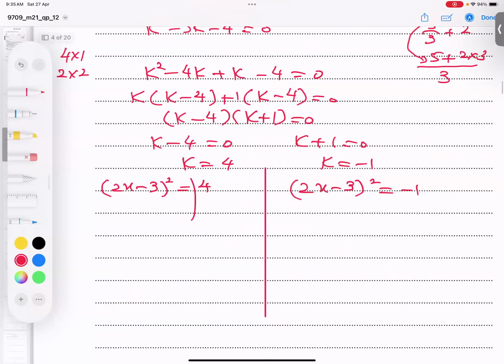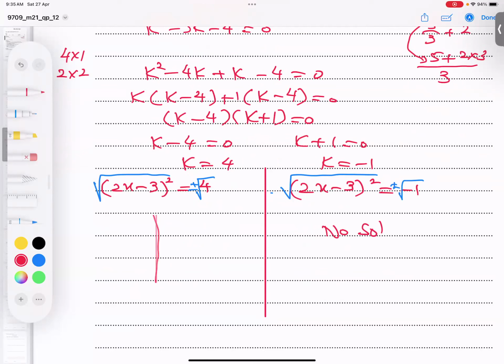Now, student, how do we get rid of this power 2? Take a root of both sides. But as I take a root, plus minus is compulsory. And the root of negative 1 is a complex number, you will get an error here, so here there is no solution.